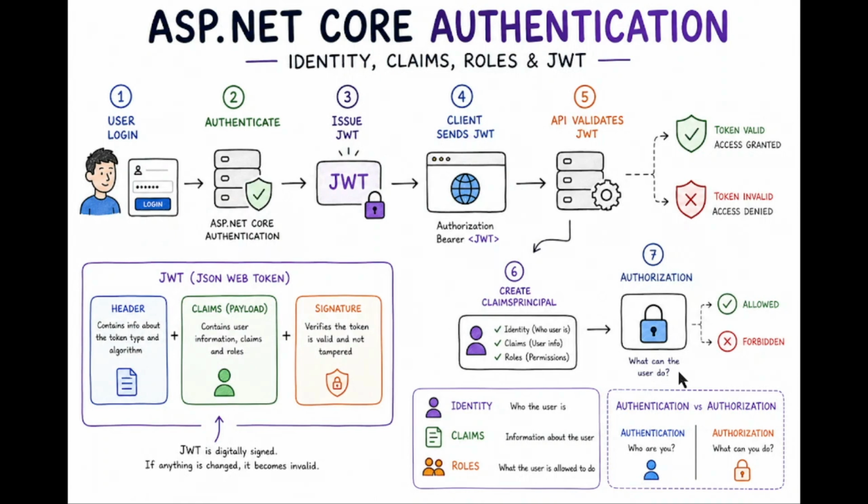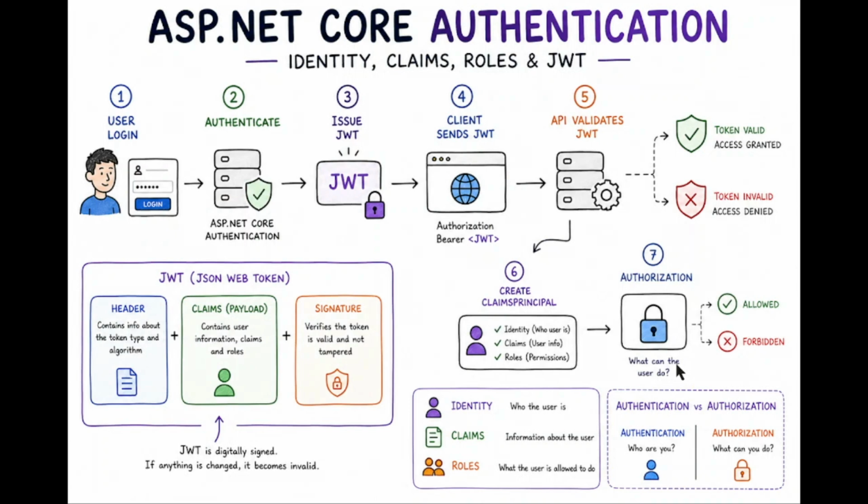Number seven, authorization. Authentication only proves identity. Authorization decides access. Authentication says, "This is John." Authorization says, "Can John open this page?" If John has the required role or claim, access is granted. Otherwise, the request is rejected. This is why authentication always happens before authorization.